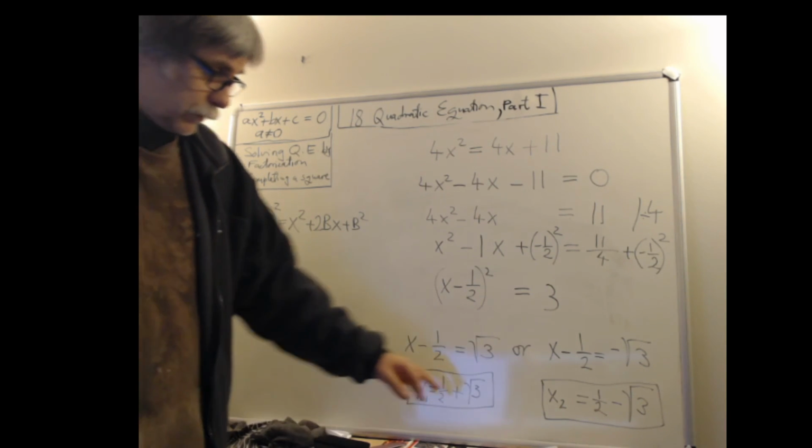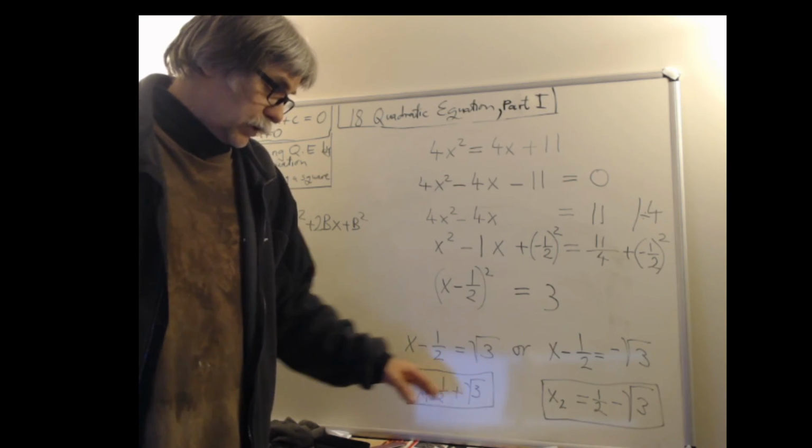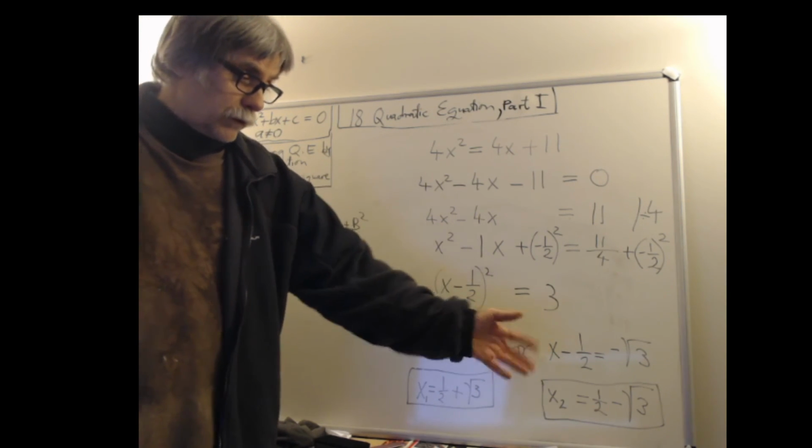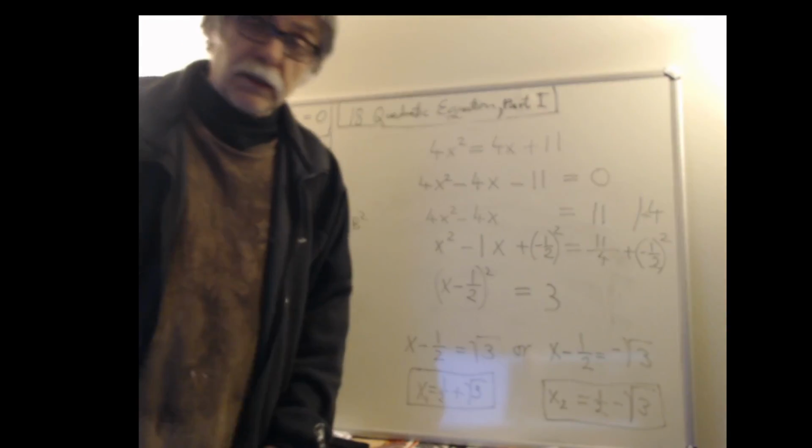This is not a fraction. It's an irrational number. It's not a decimal number. So this is the best way to write it. And that one over there is also the best way to write it. They're not the same, they're different. This one has a plus, this one has a minus, right?